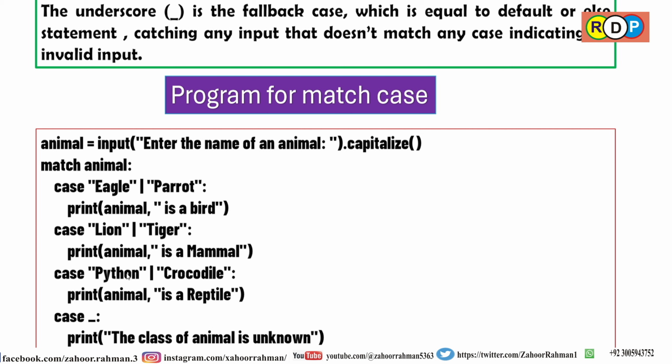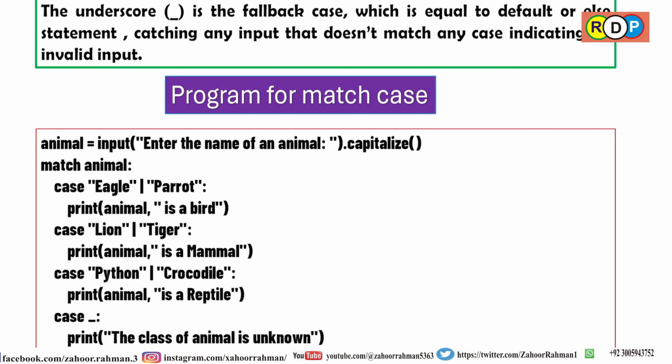If the user is entering python or crocodile, it will match to this expression, and this branch will be executed: animal is a reptile. But if no match is found, neither matching to this nor to this case, then the control will be transferred to case underscore, which is the default equivalent of C++ and Java. So it will print the class of animal is unknown.